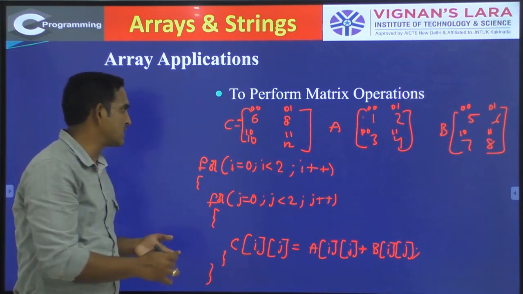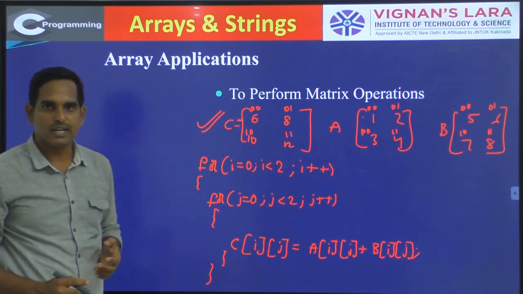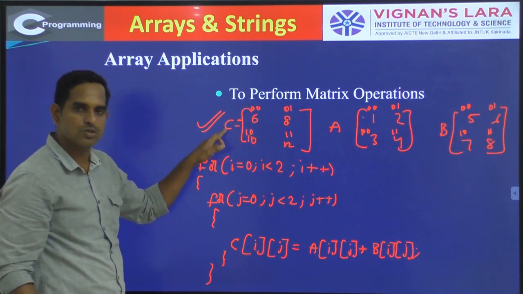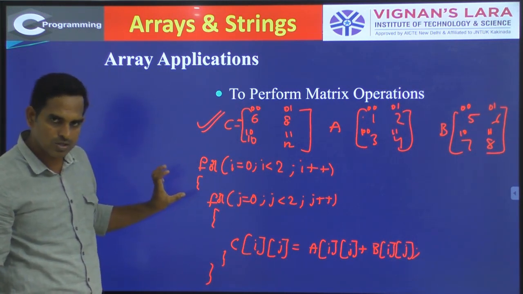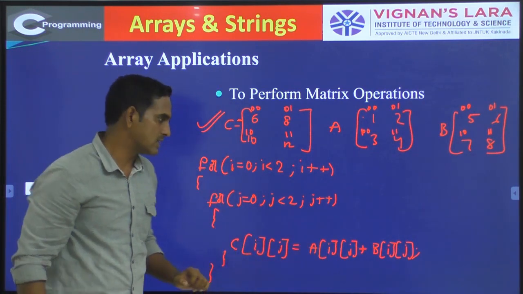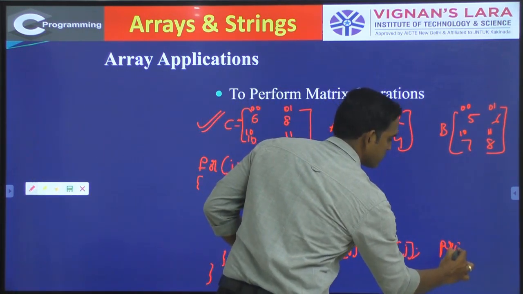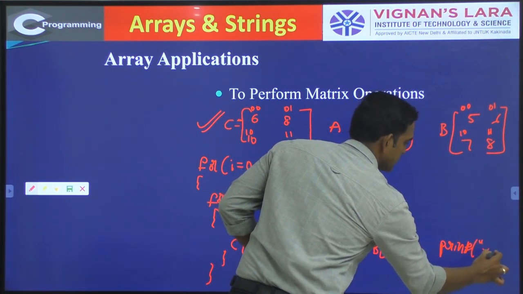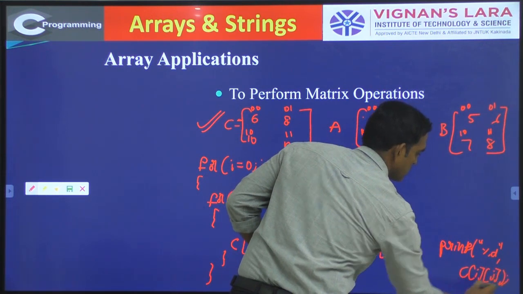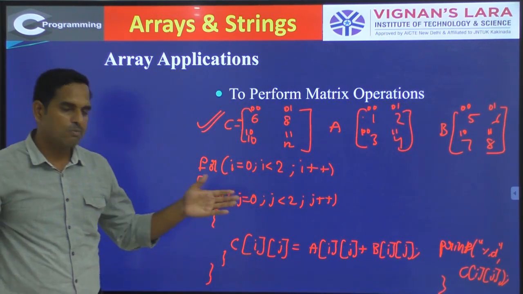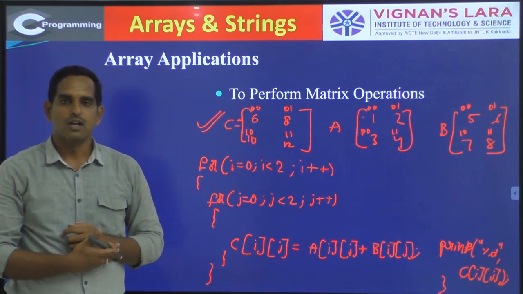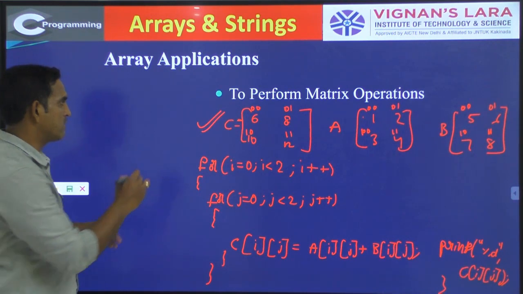Once after performing matrix addition, you have to output this particular C result. That is, if you want to print the matrix addition result, what I have to do? I have to take the same for loops, i is equal to 0, j is equal to 0, and print your particular C matrix. That is, you will be specifying printf percentage %d C i j. Okay, so that is how we will be printing all the values that are present in your C matrix to print your matrix addition.